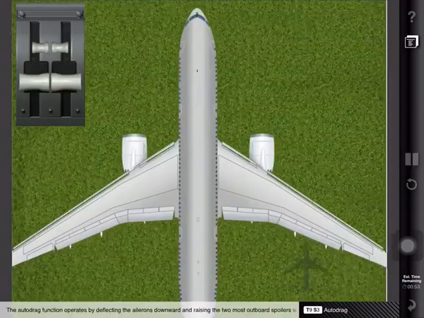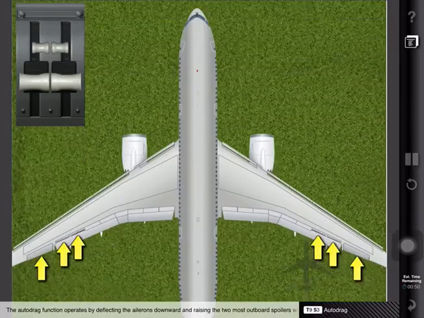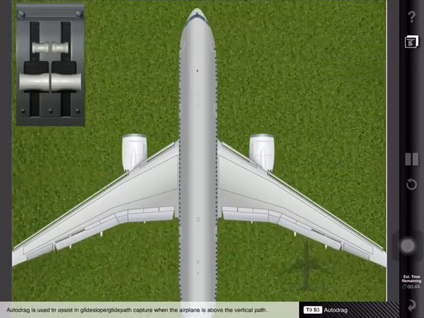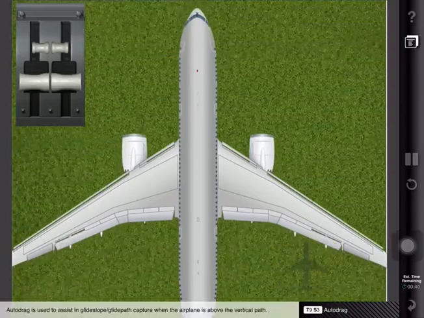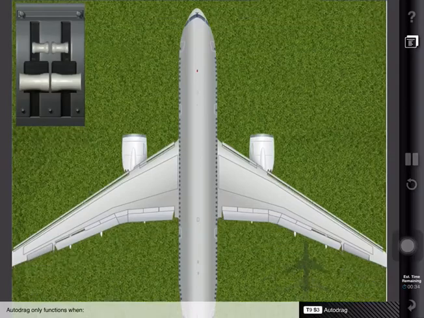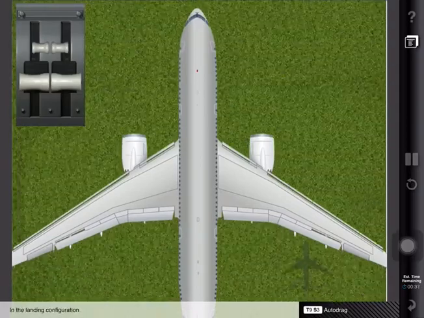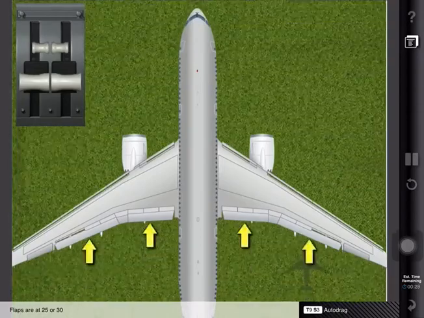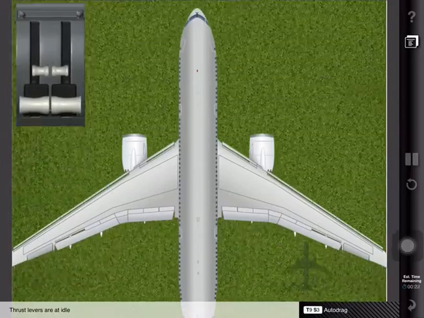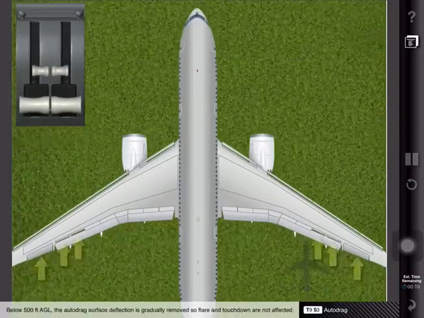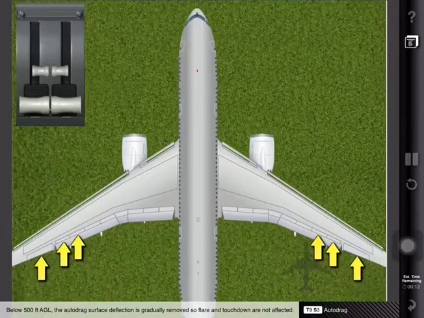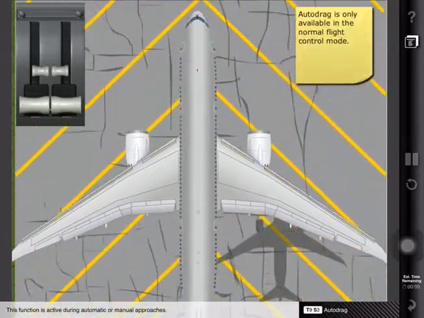The auto-drag function operates by deflecting the ailerons downward and raising the two most outboard spoilers while maintaining airspeed. Auto-drag is used to assist in glide slope, glide path capture when the airplane is above the vertical path. Auto-drag only functions when, in the landing configuration, flaps are at 25 or 30, and thrust levers are at idle. Below 500 feet AGL, the auto-drag surface deflection is gradually removed so flare and touchdown are not affected. This function is active during automatic or manual approaches.